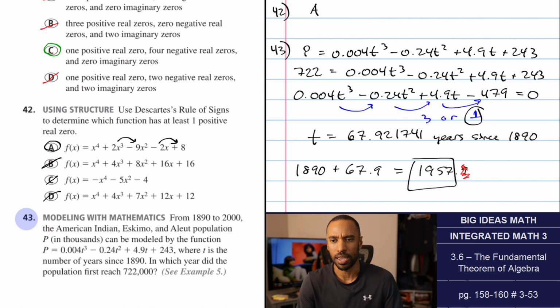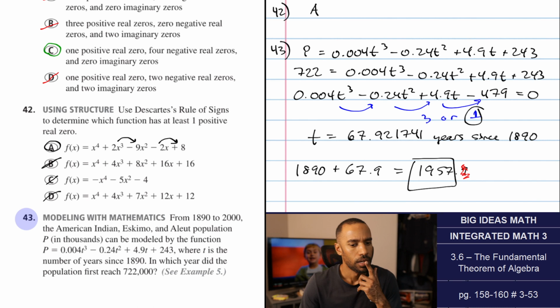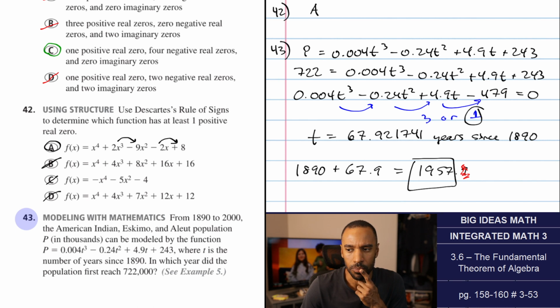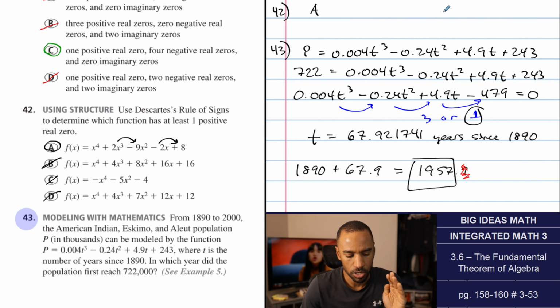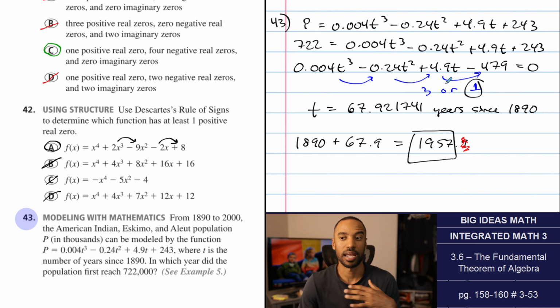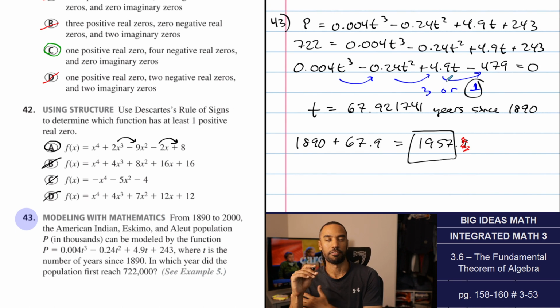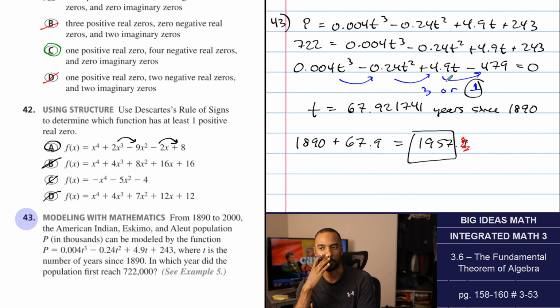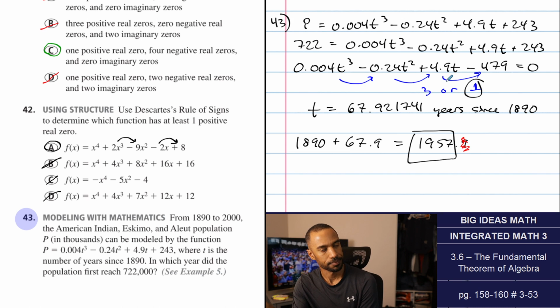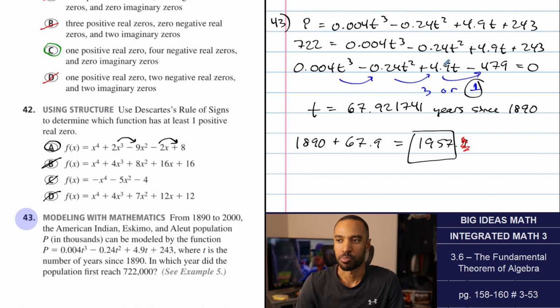Okay, so that's what we're doing on that thing, or at least that's what I believe, right? It was a number of years since then. Did it reach 722? Can we not round up? If 1890 is year 0, okay, I'm going to say 1957. I'm trying to make sure that it's not a rounding up effect. So I'm going to go with that. That's my belief.